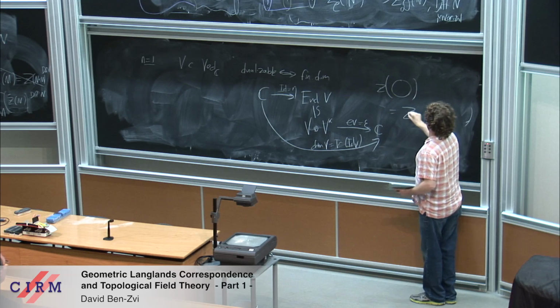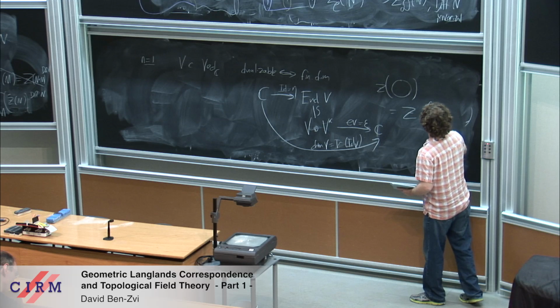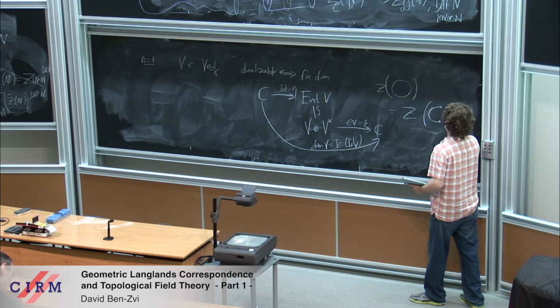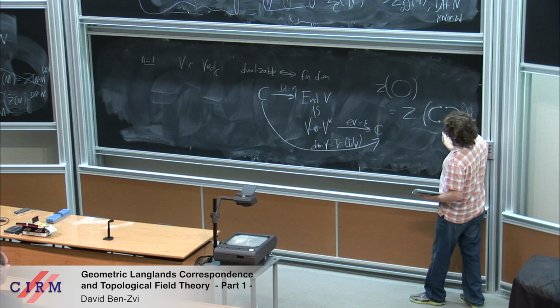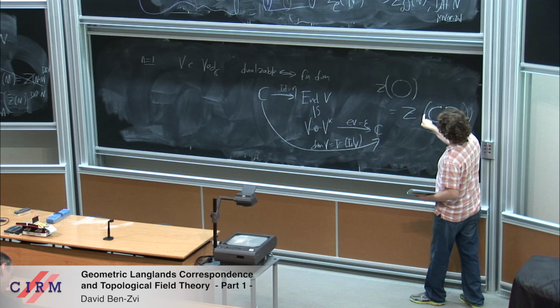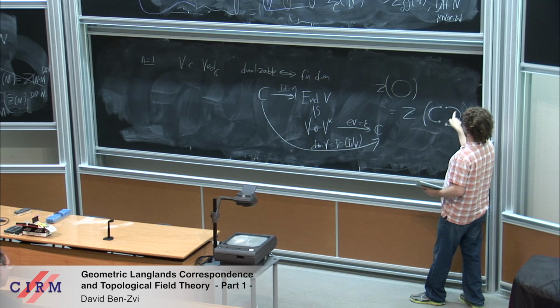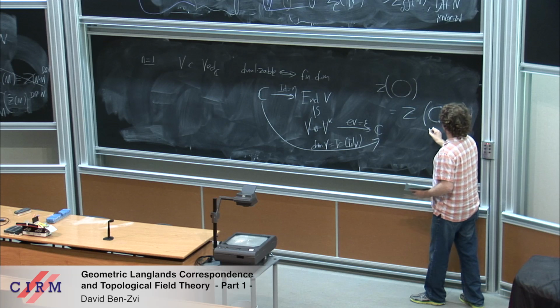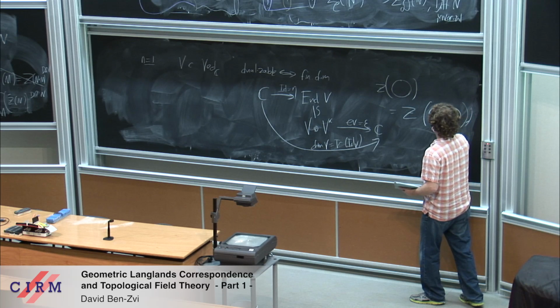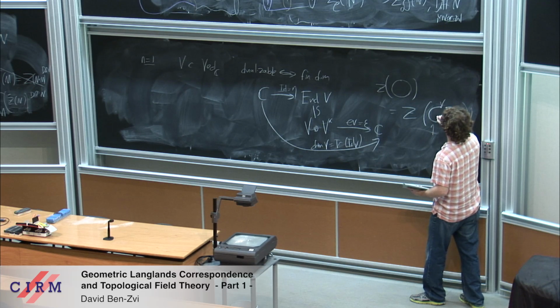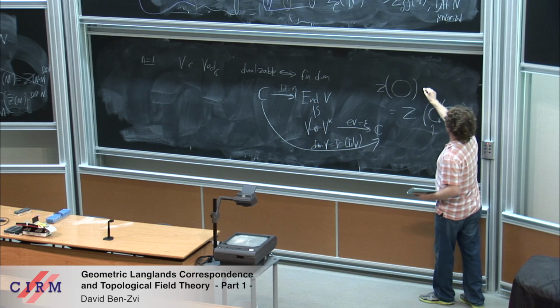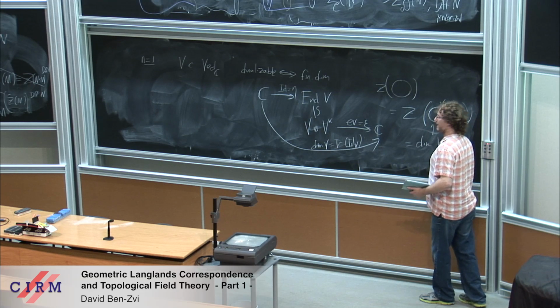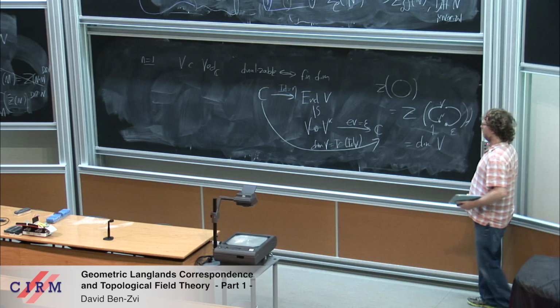I can calculate Z of the circle by breaking the circle into two halves and using the gluing data. I write this composition as a map from the empty set to 2 points, and then a map from 2 points to the empty set. This map is just given by eta, and this is epsilon, to V tensor V dual. So Z of the circle is exactly the dimension of V. That's the only interesting invariant in a one-dimensional field theory: the value of the circle is the dimension. OK, so that's all I want to say about one-dimensional field theories.